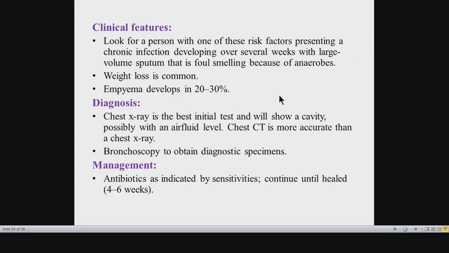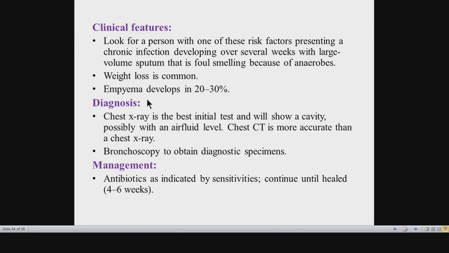And along with that, because it has a subacute or chronic presentation, the patient will have weight loss. Weight loss is common. There is anorexia and weight loss, and there is also anemia of chronic disease, which will develop in these patients. You might also detect clubbing. And empyema can develop in 20 to 30%. The lung abscess might open into the pleural space, and it can result in empyema, which is pus in the pleural space. And this happens in 20 to 30% of cases.